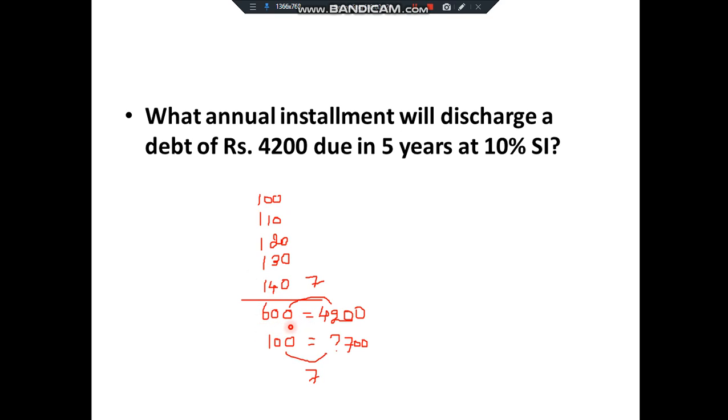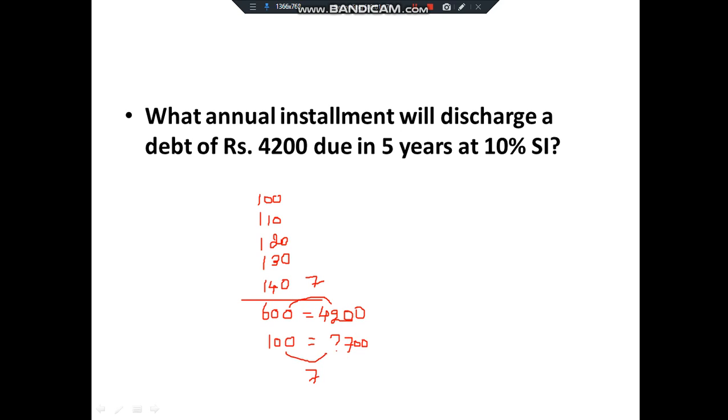So this 600 is what our total debt is, what we assumed, which is equal to 4200. We want to find the annual installment. So for 100, how much it is, we'll have to find. Simply find the direct relation. 600 into 7 is 4200. So 100 into 7 is 700. I hope you understood. See, within seconds we finished this sum, okay? So we'll go with the next sum, okay?